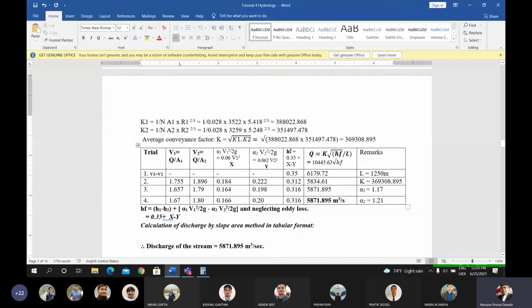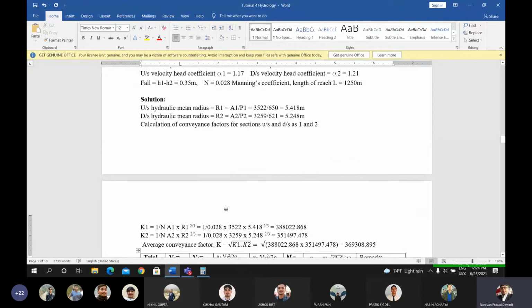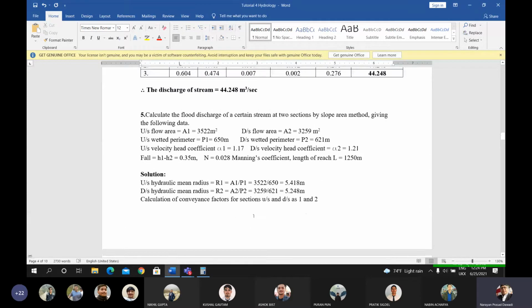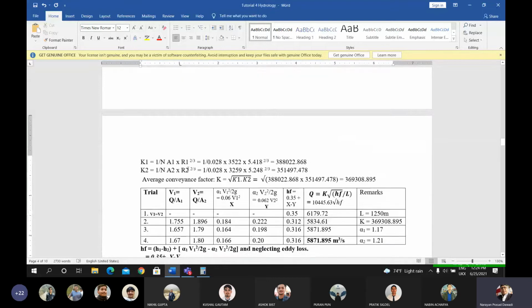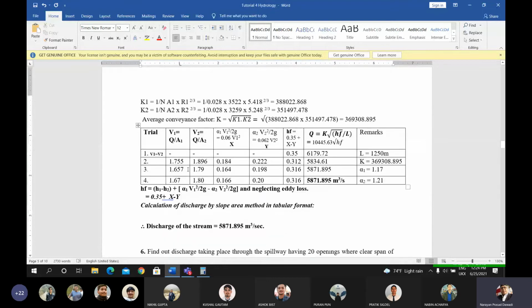Okay, so that is not used here. Now the friction head loss will be the elevation difference between H1 and H2, which is 0.35. That is given in the question. So the HF will be 0.35 plus x minus y, where these values are given here.